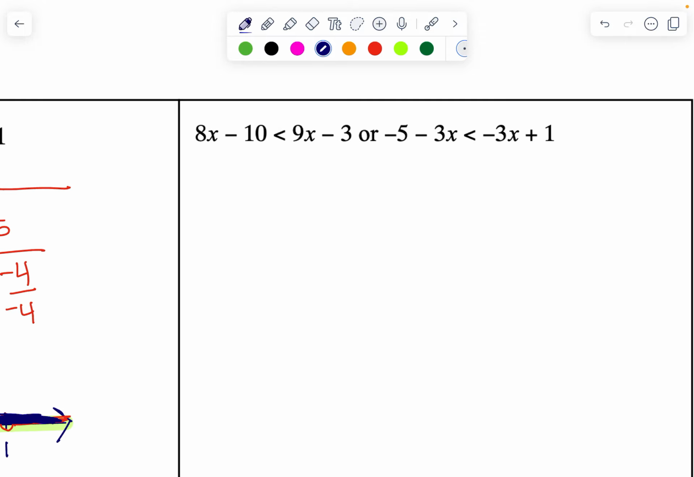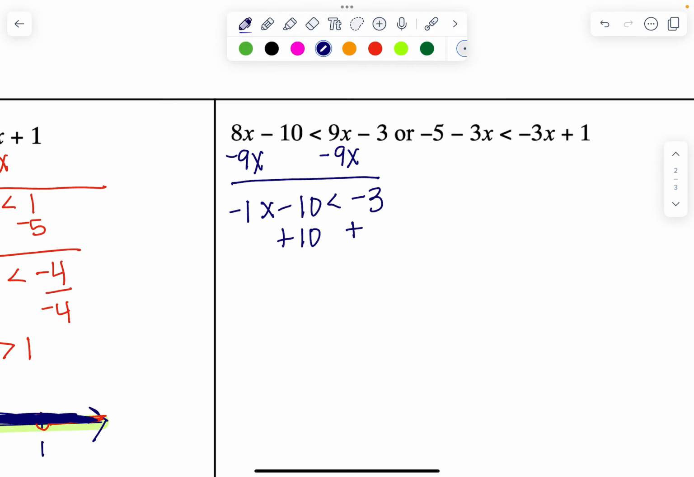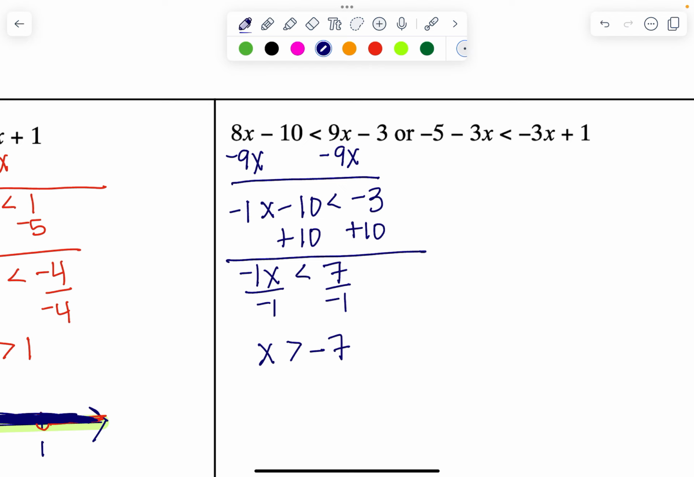Let's look at this one. Taking 9x, taking 9x. We get negative 1x. Take away 10, less than negative 3. Adding 10, adding 10. We have negative 1x less than 7. And then dividing by negative 1. Because I'm dividing by a negative, I need to flip my symbol. So I get x greater than negative 7.